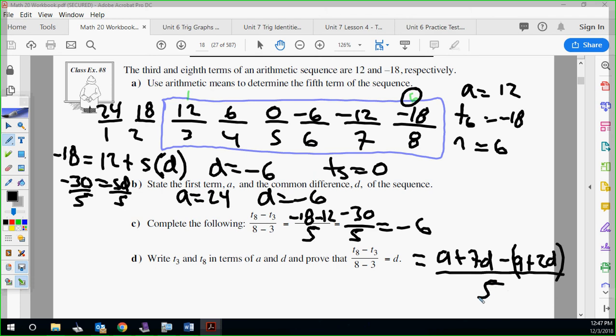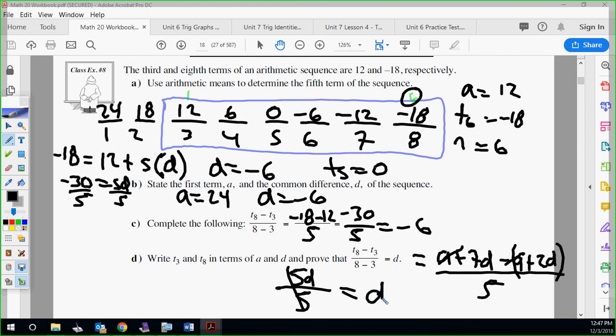So check this out. A minus A goes away. 7 minus 2 is 5. D over 5. Just proving that that's the difference. When you do that, you'll get the difference. That happens every time. So to Gavin's point, yes, this is much easier than doing the full solve that we've been doing. If you're just trying to find the common difference, you can use that slope formula model of subtracting the outputs on top, the y's, over the x's, which is the term numbers on bottom.